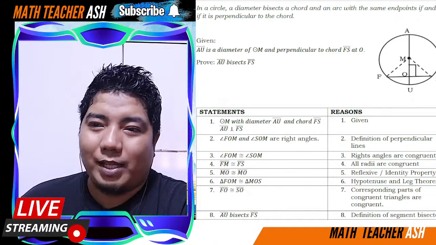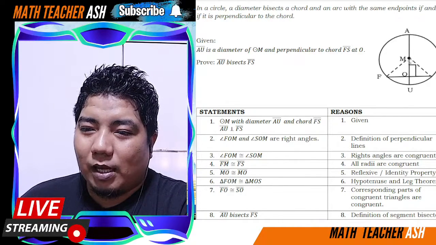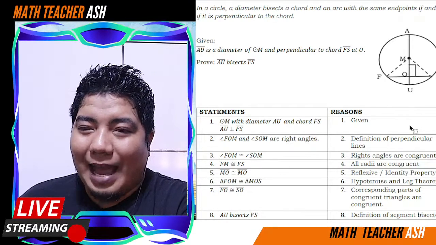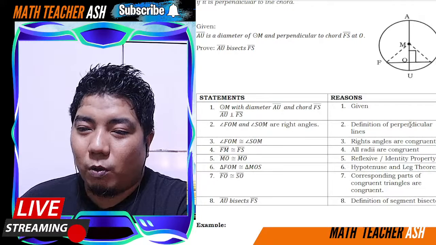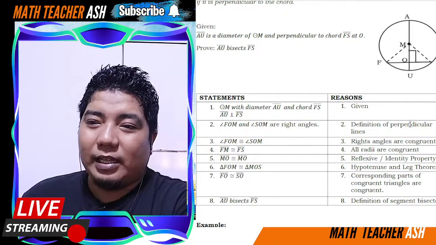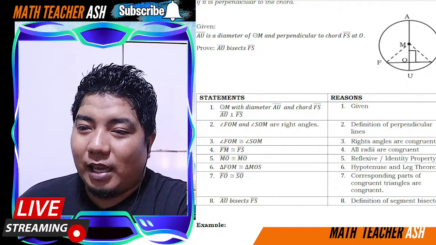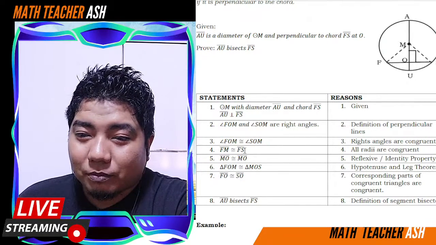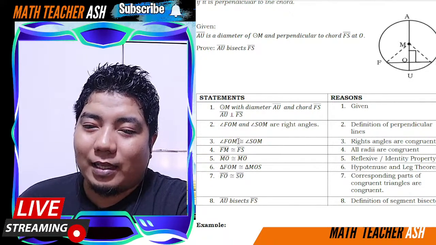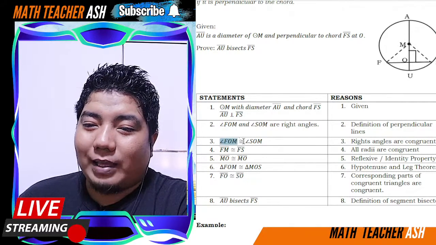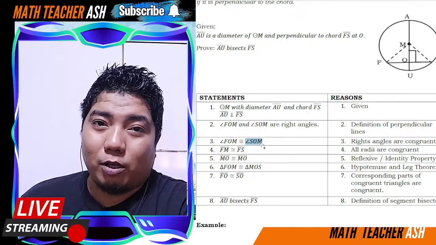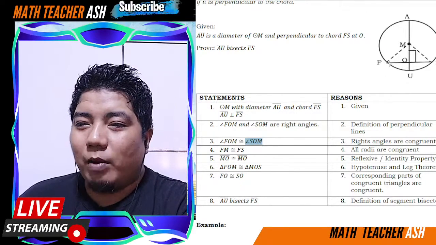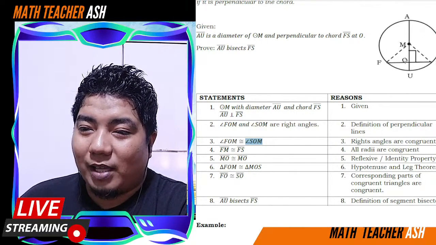So those are right triangles. Because that is a right triangle, that is the definition of perpendicular lines. Okay? So, hindi pa natin nasasagot if ever this bisects the FS chord. So, next of that is, we can say that two right angles are congruent because all right angles are congruent, laging 90 degrees. Then, we have the FM and the FS.